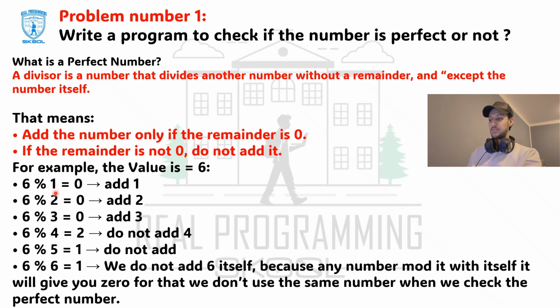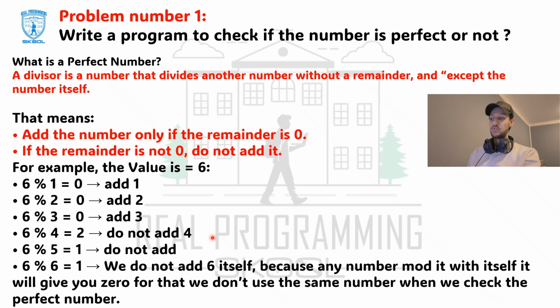6, we will say 6 mod 1 equals 0. So we will add this number 1. We will have an add variable, it's empty, so we give it an initial value of 0. Any number that, when we mod it with 6, gives us 0, we add to the add variable. So 6 mod 1, add it. 6 mod 2 gives us 0, add it. 6 mod 3 also gives us 0, add it.